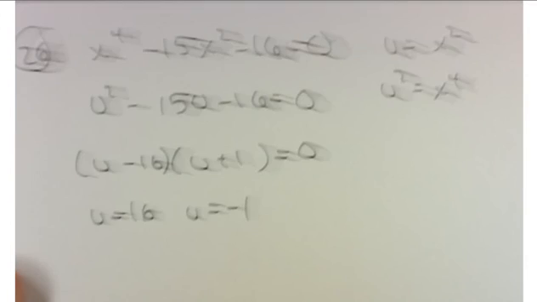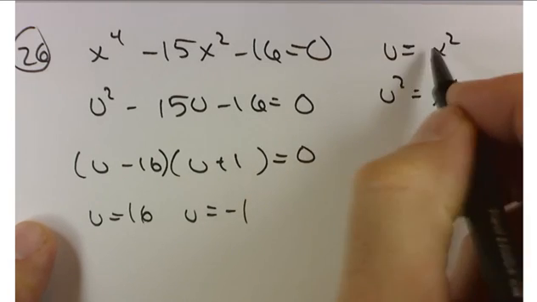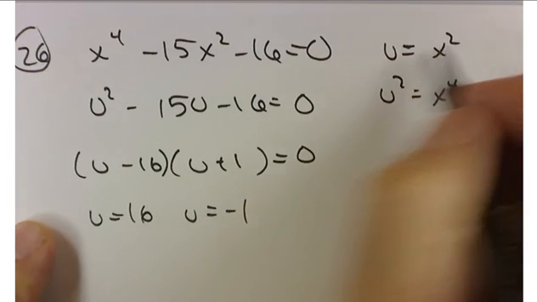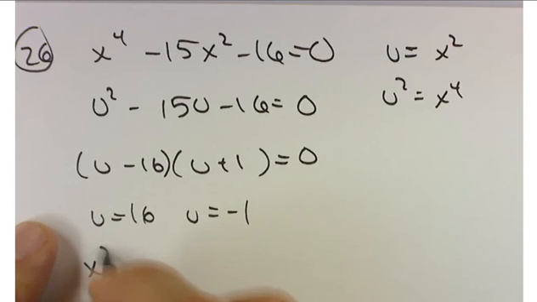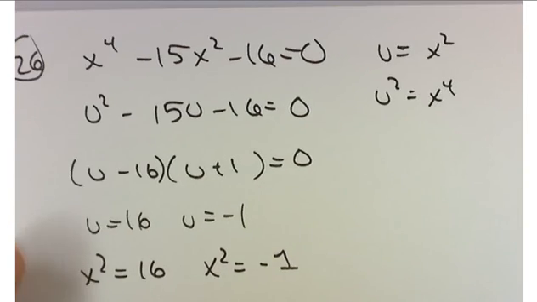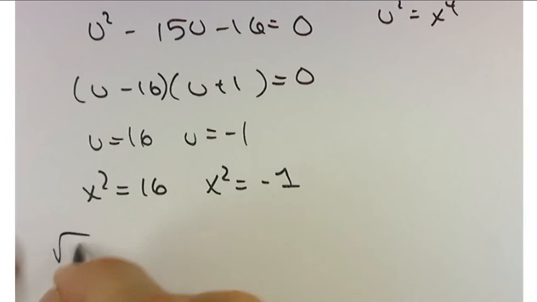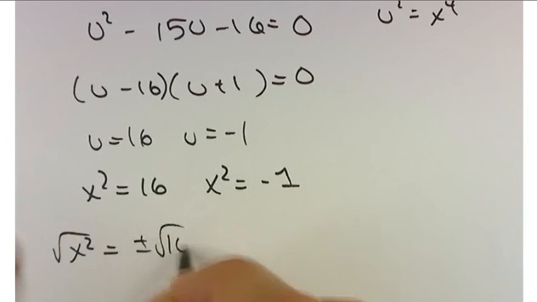But we're not interested in trying to solve for u. We're interested in trying to solve for x. So let's go back now and recall that u is x squared. X squared equals 16. X squared equals negative 1. There's a couple ways you can think of this. Most of you would probably just think of the square root property, and that's fine. Take plus or minus the square root on the right-hand side. I don't necessarily need it on both sides. You get plus or minus 4.